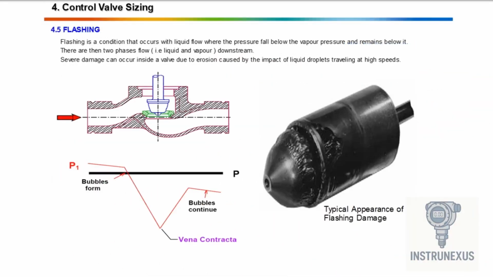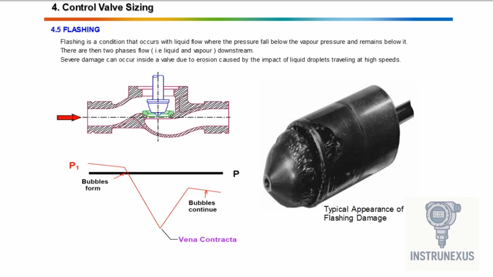Flashing. Let's now look at flashing, another critical phenomenon in liquid flow control, often confused with cavitation, but quite different in behavior and impact. Flashing occurs when the pressure of a liquid falls below its vapor pressure and stays there. As a result, the liquid doesn't just form bubbles that collapse later. Instead, it turns into a mixture of liquid and vapor that continues to flow downstream together. This is known as two-phase flow, a combination of vapor and liquid, and it can be very destructive.